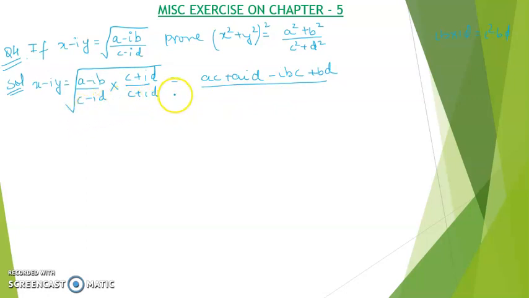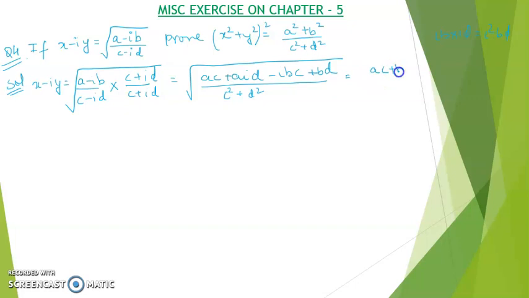A plus b into a minus b is a square minus b square, right? So in the denominator, c square minus i square d square. I square is equal to minus 1, so minus minus will become plus. So we are getting this.